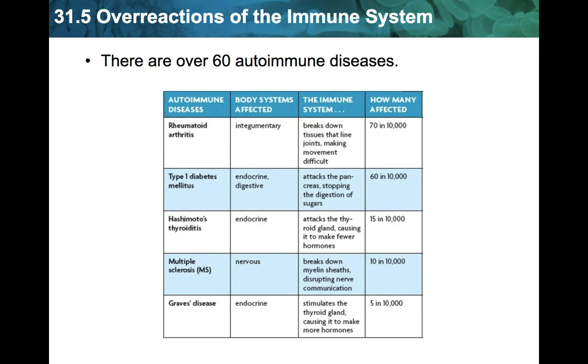There are all kinds of different autoimmune diseases. So like rheumatoid arthritis, type 1 diabetes, Hashimoto's thyroiditis, multiple sclerosis, Graves' disease. These are all different autoimmune diseases that are really serious.